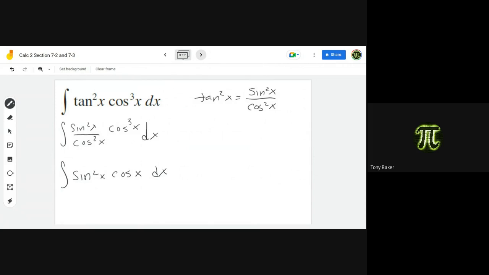So like in this one, we don't have a rule for tangent and cosine. We have a rule for tangent and secant. We have a rule for sine and cosine. And depending on the direction you want to go depends on what you end up having.